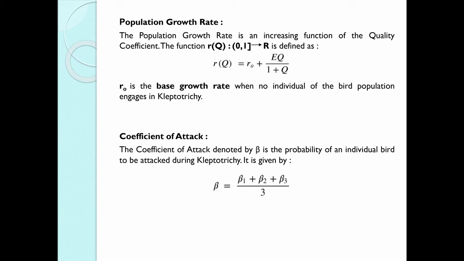The coefficient of attack. The coefficient of attack, denoted by beta, is the probability of an individual bird to be attacked during kleptotrichia. It is given by beta is equal to (beta 1 plus beta 2 plus beta 3) by 3. That is the average of the attacking tendencies of the 3 mammals selected.